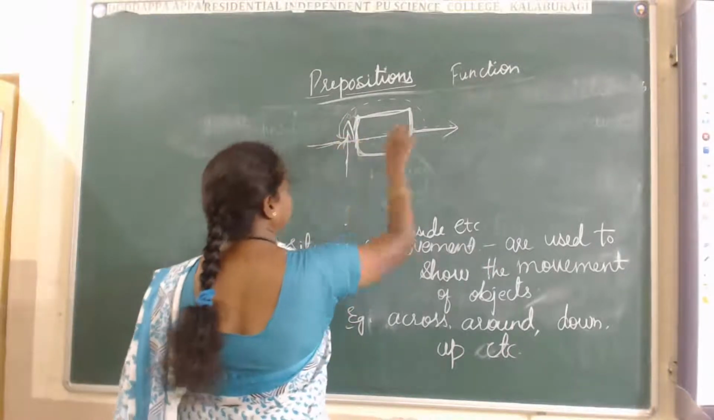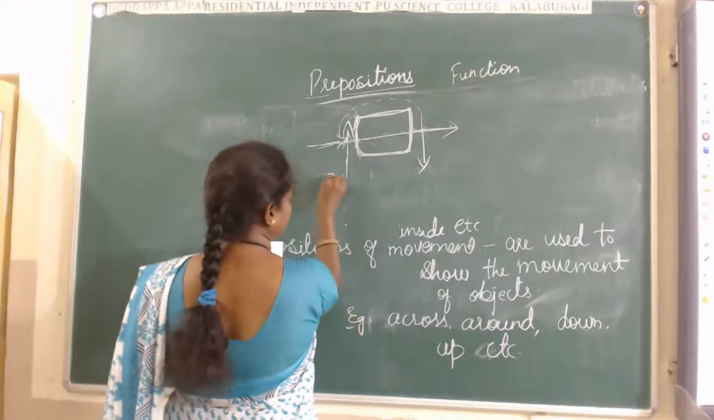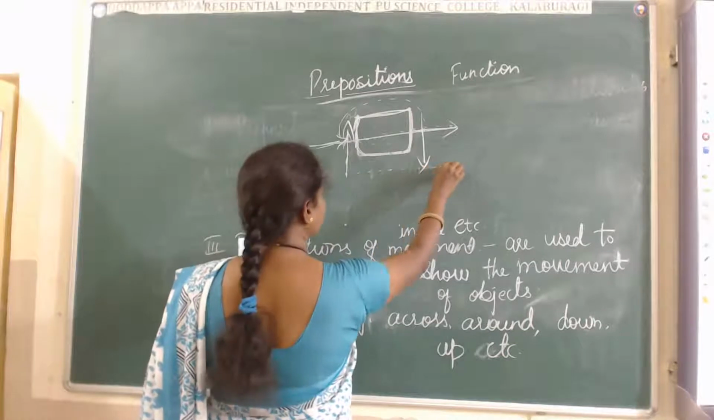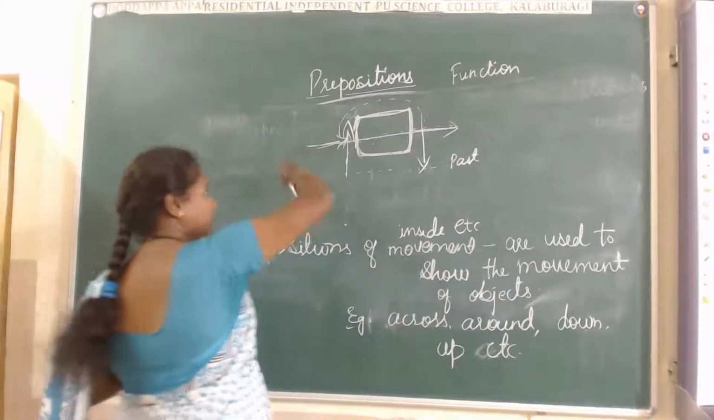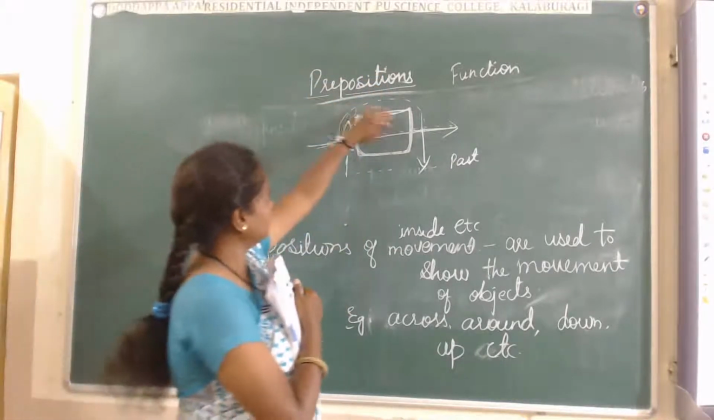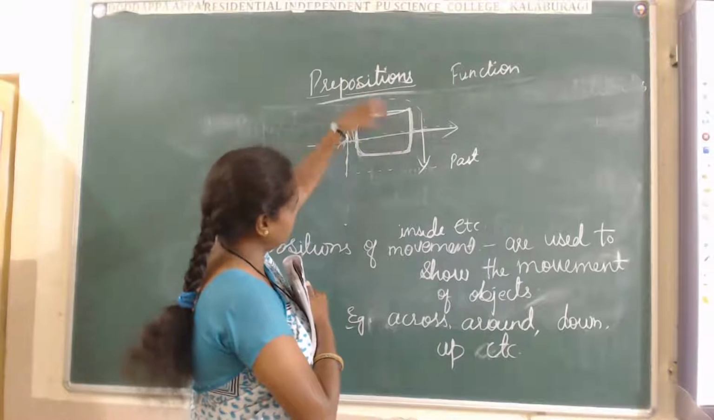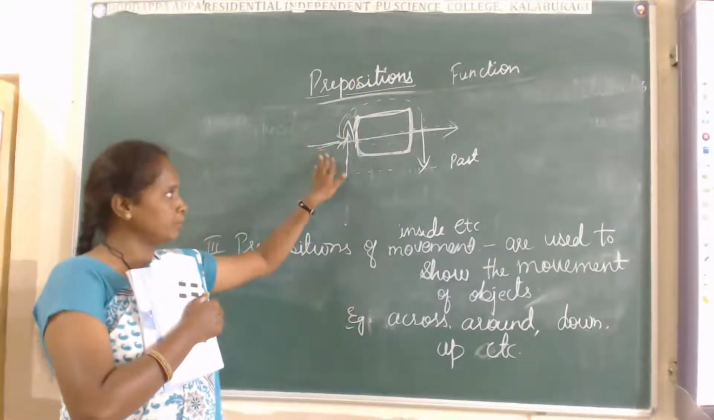If they are going up, what will we call it? Up, down. Then we are passing. Passing means past the box. And if we are going inside, it means into the box. All these are examples of prepositions.